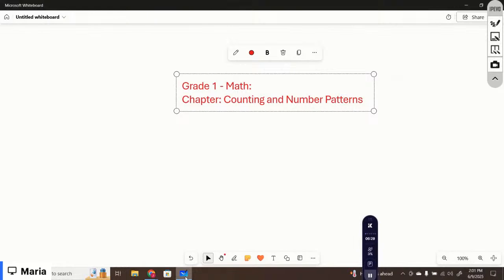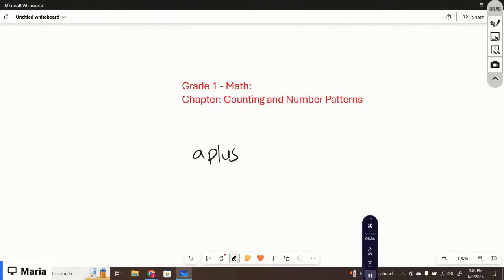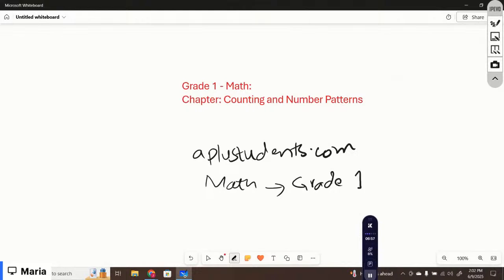You can find the lessons on ablestudents.com. You have to log in there using your email address and password as provided by the administrator. Then you have to select math from the subject tab, scroll down to grade one math, and then click on all lessons. There you can find the rest of the chapters.